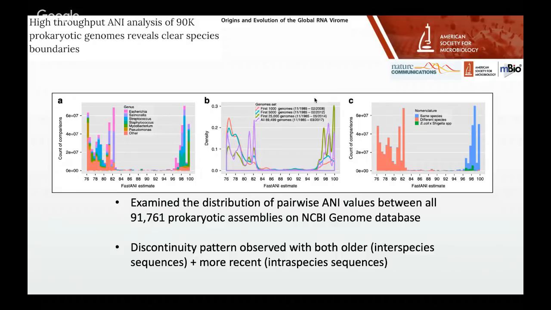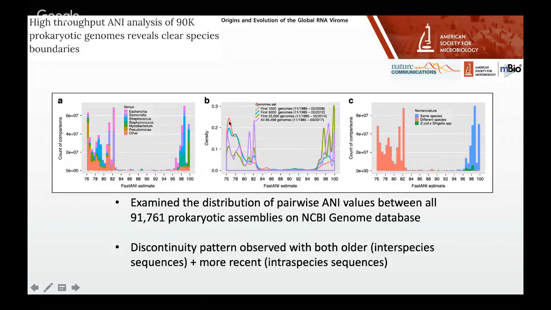But as whole genome sequencing has become more efficient and people are interested in strain to strain variation, the recent sequences have been more related to one another, as one would expect. And so they looked at various generations, you could say, of these genome deposits. First 1,000, the first 5,000, the first 25,000, and all of them.